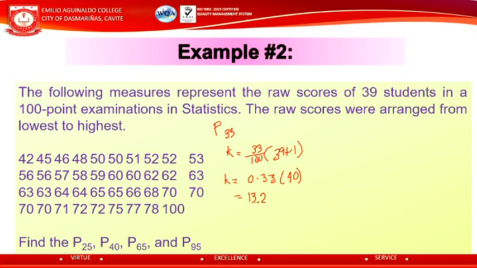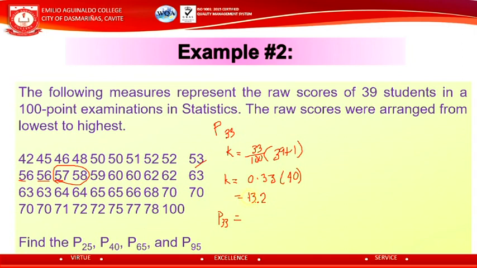So, ang titingnan natin, this is the 10th data point. 11, 12, 13. That 13.2 must be somewhere between here in the 13th and 14th data point. Okay, now let us try to solve this problem. Let us try to locate this. We have already located it pala. Let us try to get the values na lang.